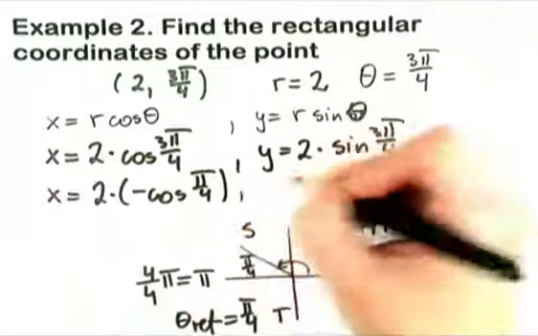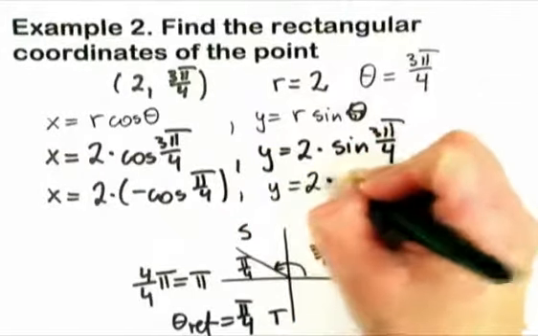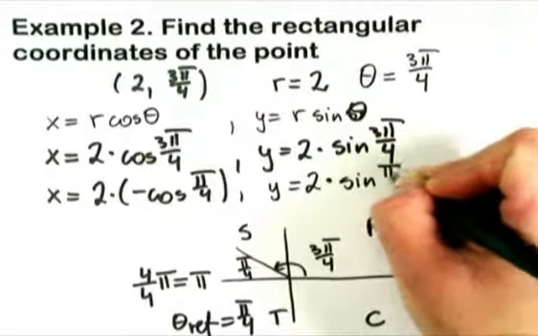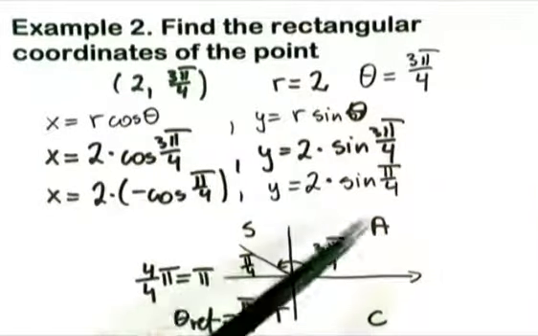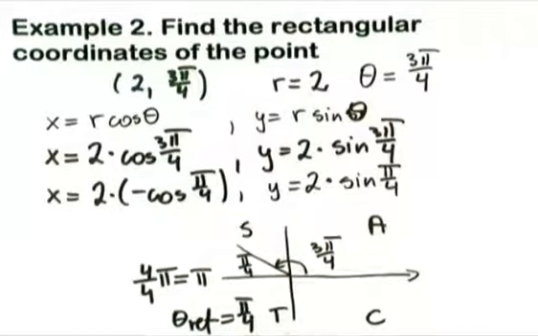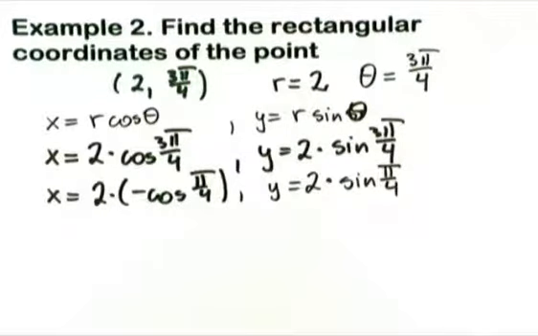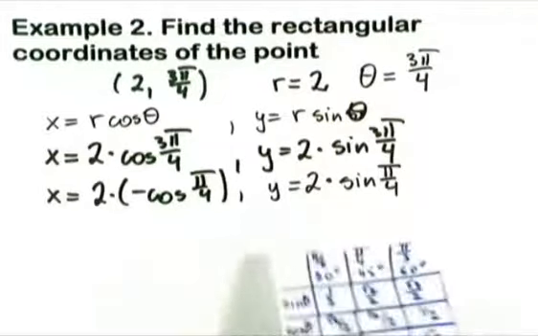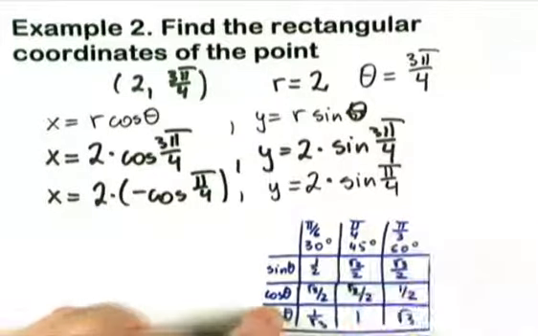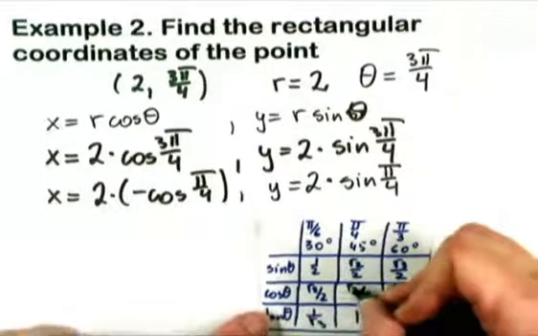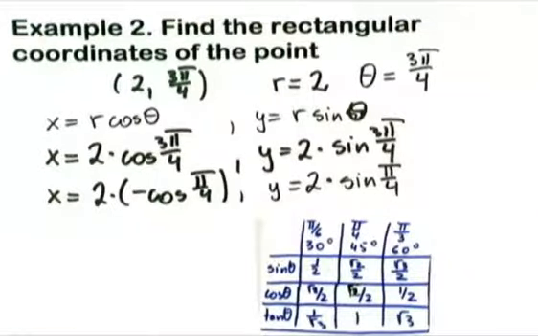And for this one, we get y is equal to 2 times sine of the reference angle, which is pi over 4. Sine in the second quadrant is positive, so we have sine positive. The rest we need to find from the chart. Make your chart. So cosine of pi over 4 is root 2 over 2. Square root 2 over 2.